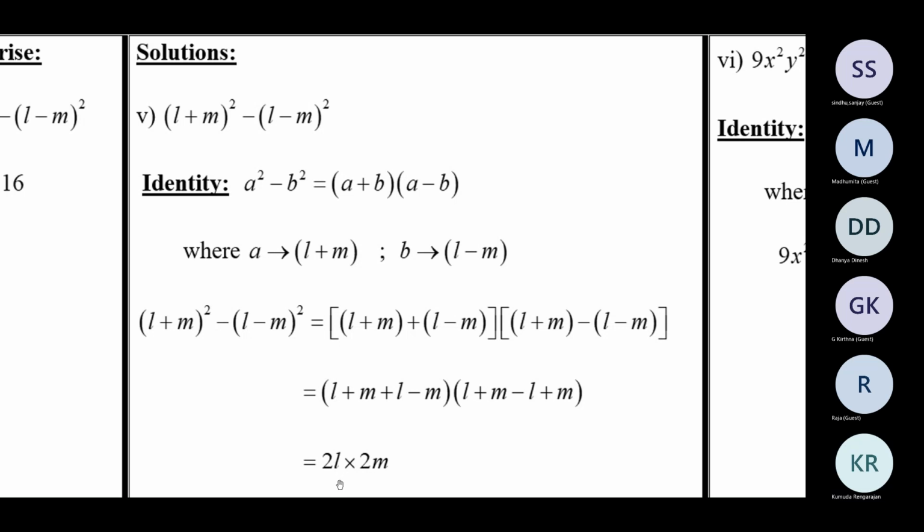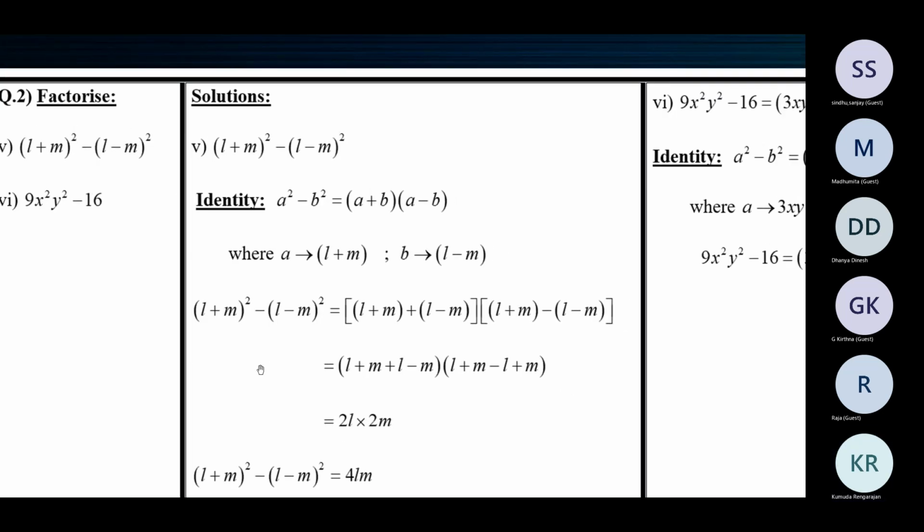Then L and minus L will get cancelled. m plus m is 2m. In the first bracket, m minus m is 0, they get cancelled. In the second bracket, plus L and minus L cancel out. So m plus m is 2m. So now 2L into 2m, which is 4LM.